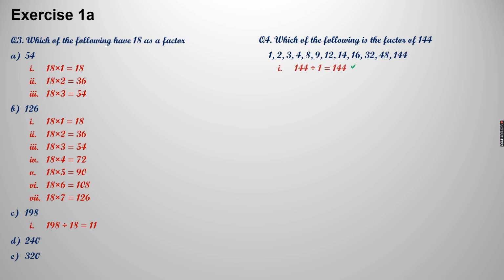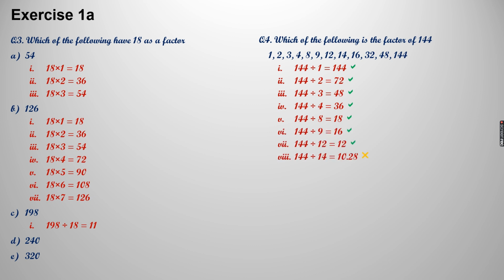For the first question, 144 divided by 1 is equal to 144. So yes, 1 is a factor of 144. What about 2? 72. Yes, that is a factor. Can we divide 144 by 3? Yes, the answer is 48. You can do the same exercise for 4, 8, 9, 12, 14.